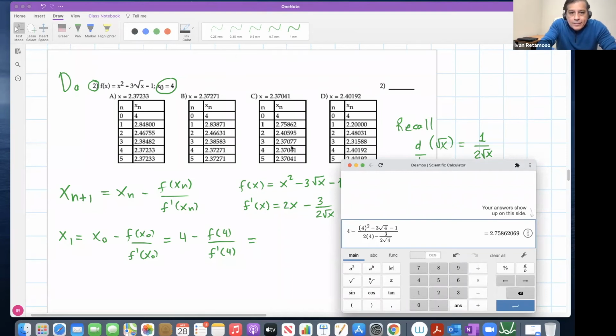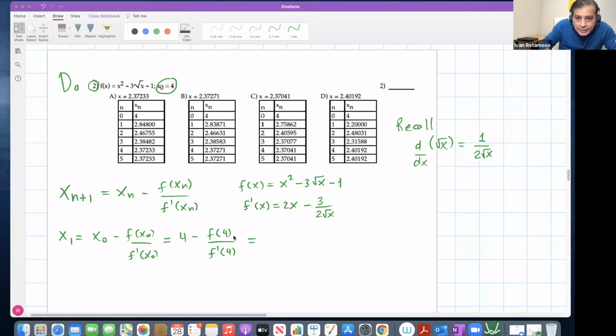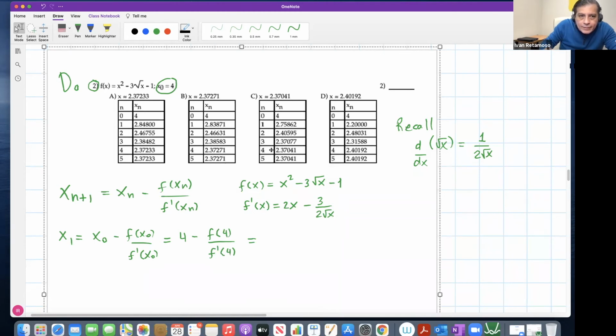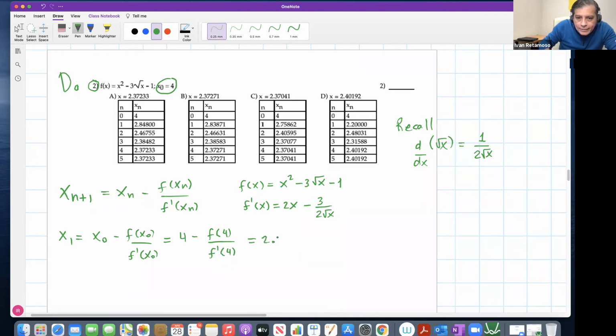2.75862. They are rounding to 5 decimal places, so I'm going to go up to 5 decimal places here. I'm going to write out 2.75862. Great. I'm just going to put this down because I'm going to use it. So this first computation, I hope everybody agrees, is equal to 2.75862. This is the first one, X1, right?